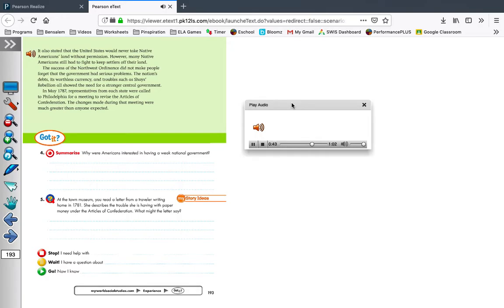4. Summarize. Why were Americans interested in having a weak national government? 5. At the Town Museum, you read a letter from a traveler writing home in 1781. She describes the trouble she is having with paper money under the Articles of Confederation. What might the letter say?